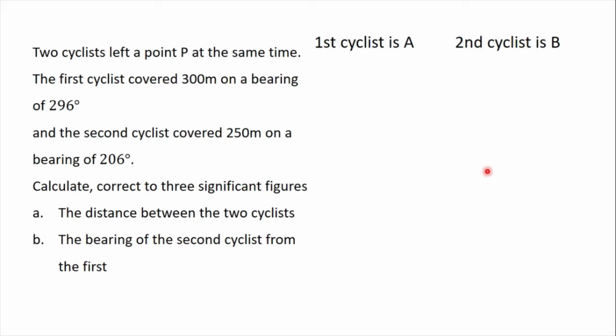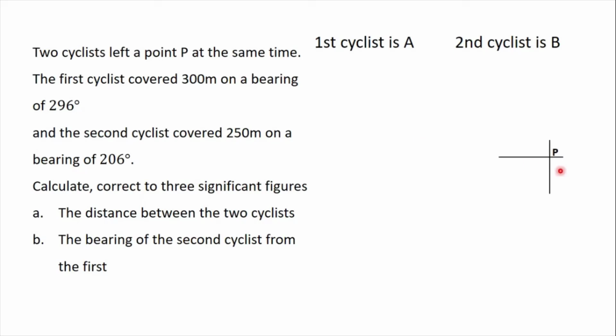So we need to draw a diagram to represent this statement that has been given to us. Now what we do is that, since we are being given first cyclist and second cyclist, I would like to use letters to represent them so that when I'm indicating it on the diagram, it will be easy. So I'm going to call the first cyclist A and I'll call the second cyclist B. Okay, so A and B left P at the same time. P is the point. So A and B, both of them left P at the same time. So it means that for both of them, their starting point is point P.